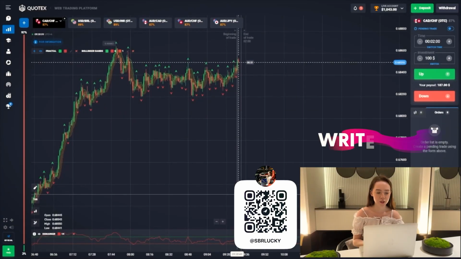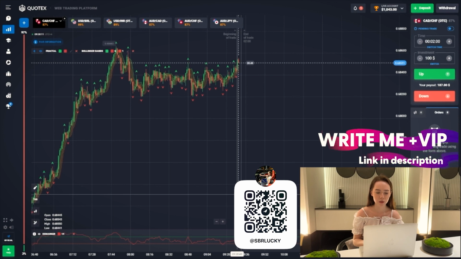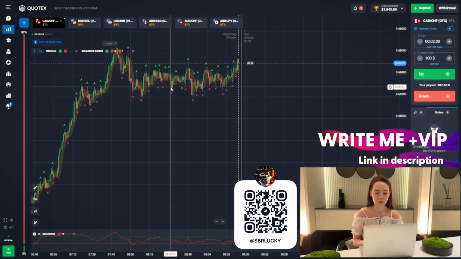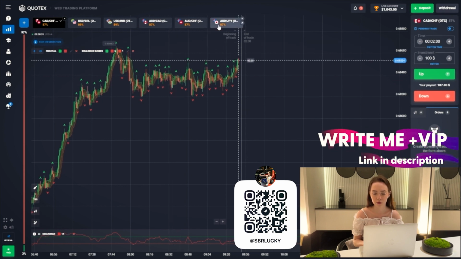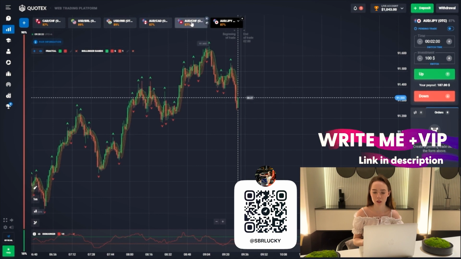Today we will trade using indicators such as Fractal, Bollinger and DMACA. We will also monitor local highs and lows, open deals in the direction of the trend and observe movement directions. This is the currency pair I picked for today's examples. The amount of transactions will be $100 and the expiration time will be 2 minutes.